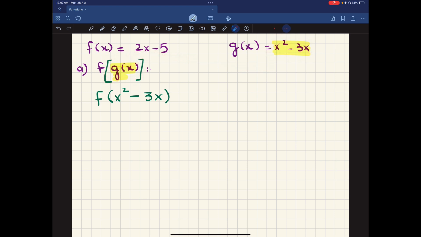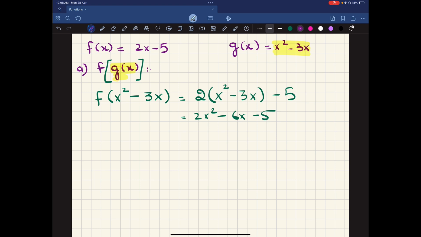And now it is just like a simple function question where we're making substitution. So what are you going to do? You're going to read the name of the function. It is function f. You're going to go to function f, and in place of x, what are you going to substitute? x squared minus 3x, whatever is in the bracket. So wherever there's x in the function, we're going to make this substitution. So 2 times (x squared minus 3x) minus 5. So what do we have? 2x squared minus 6x minus 5. So this is the answer. This is f of g of x.